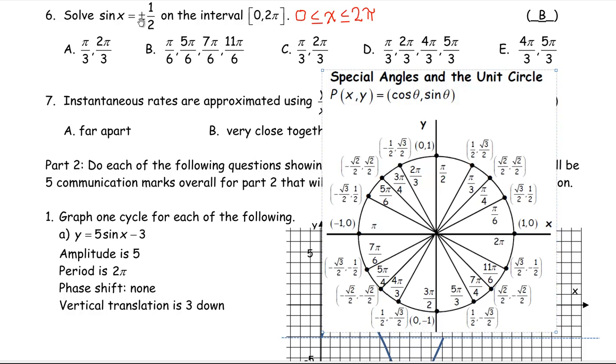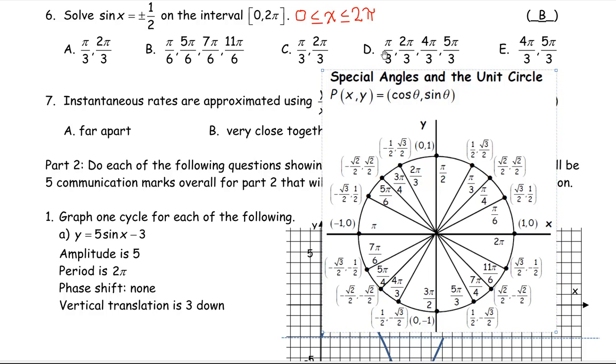It says plus or minus a half. So you also have the sine value of negative a half, which is here at 7 pi over 6. And then all around over here, negative a half at 11 pi over 6. That's the other two solutions. So B is the correct answer for question number 6.